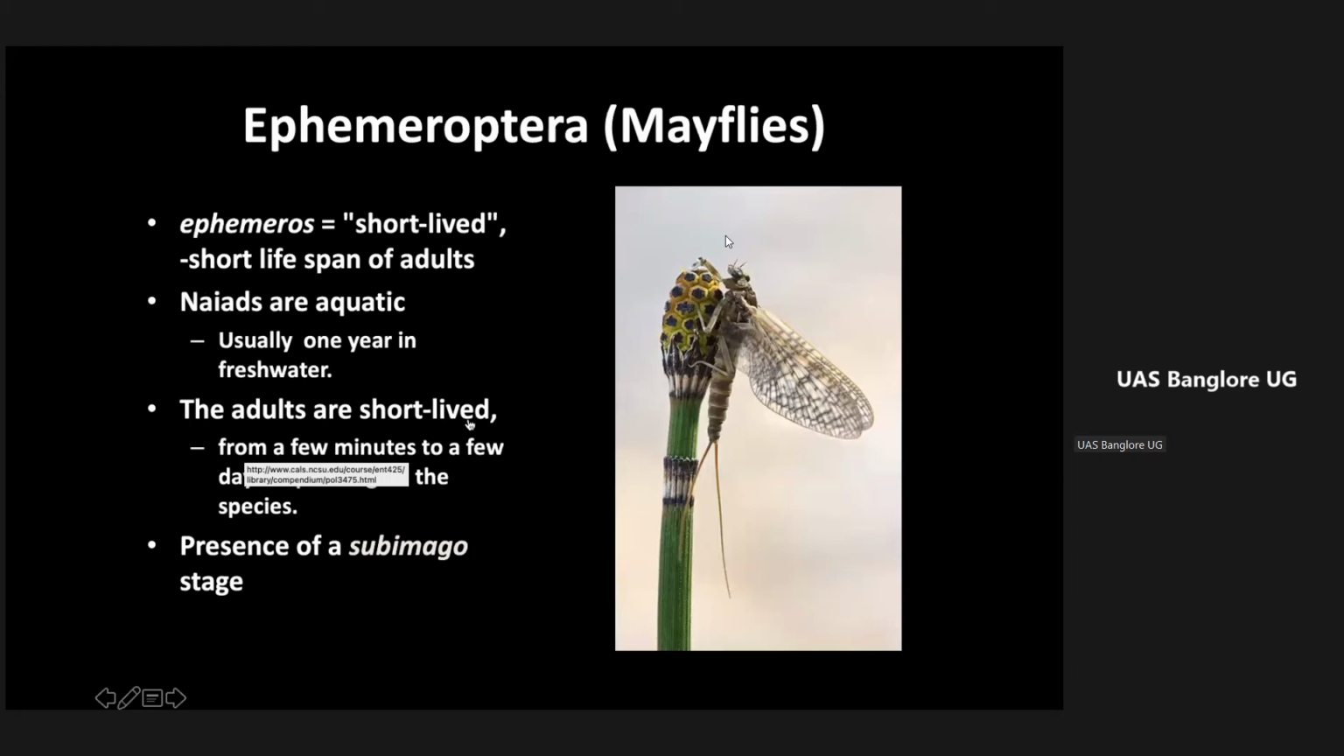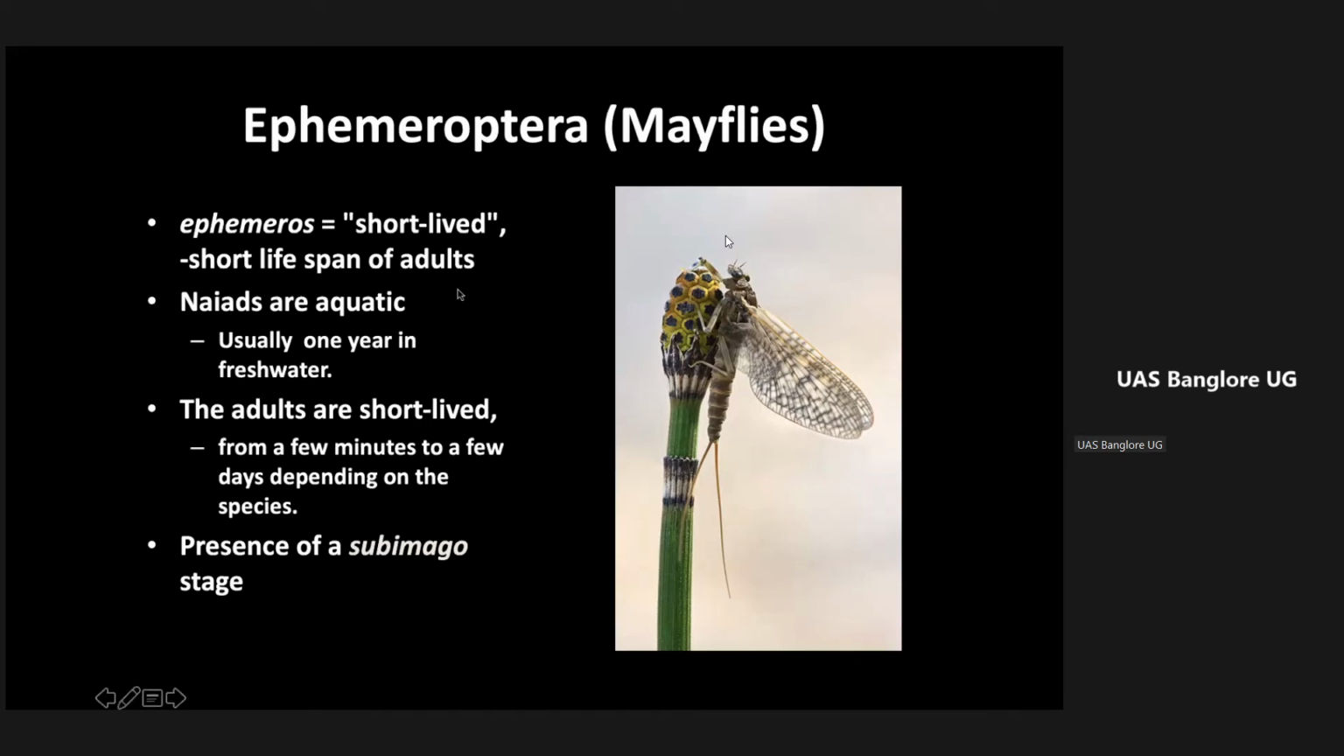So what do you mean by mayflies or Ephemeroptera? Ephemeros means short-lived, and ptera means wing. We say they are short-lived because they live only for 24 hours, not more than that, or 48 maximum. They emerge out of the water, the wings are developed, they mate, and they die. They don't even have mouth parts, because they don't need them. They don't even feed. They only mate and die.